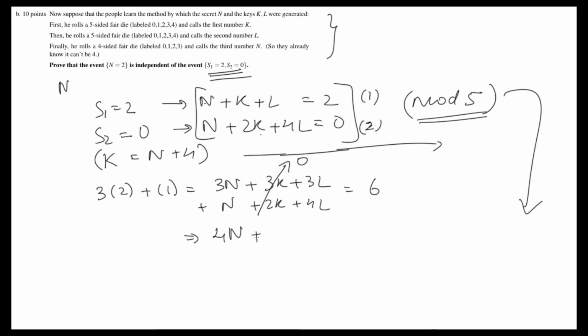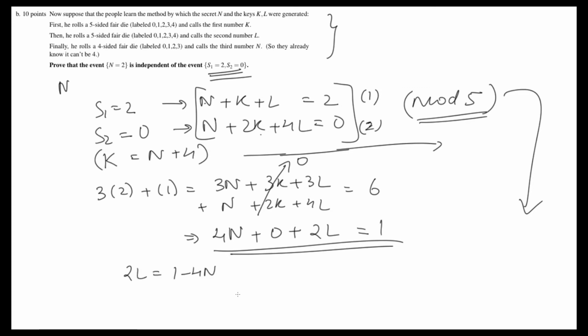4n plus 0 plus, so let's just write that down, plus what is 7l? What is 7l mod 5? It's just 2l. Which is equal to what is 6 mod 5, which is just 1. Right? So our equation is 4n plus 2l is equal to 1. Again, let's do what we did before. Let's take 2l is equal to 1 minus 4n.